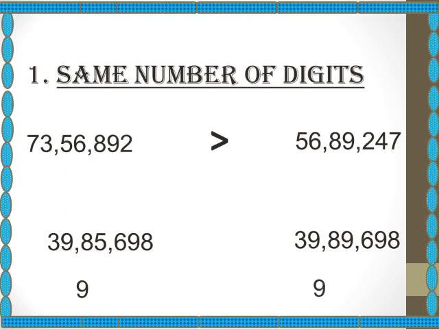So what should you do? You should move on to the next digit. What is it here? 8. There also 8. So again the digit is the same. Now you move on to the next digit. Here it is 5. There it is 9. So you know 5 is less than 9. So what will you write? 39,85,698 is less than 39,89,698.